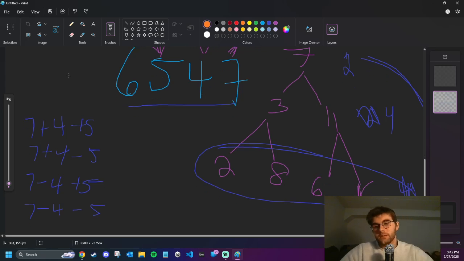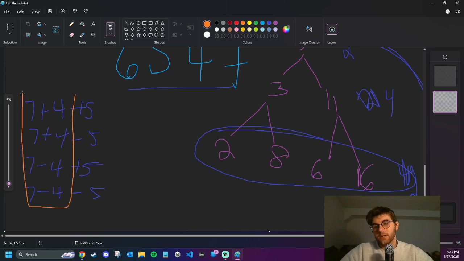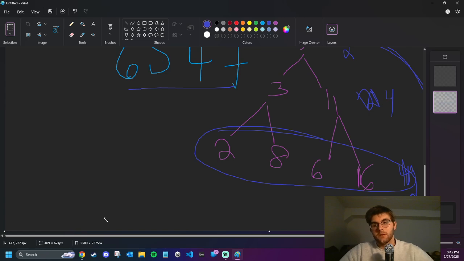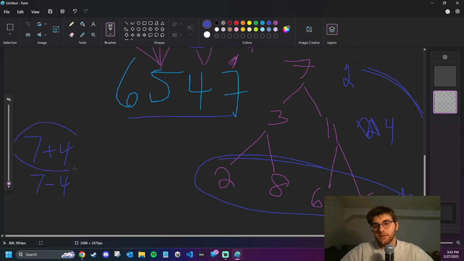Well, maybe we can simplify 7 plus 4 and 7 minus 4. So now this is either 11 or 3. This is pretty much exactly what I was doing. And then, yeah, it's the same exact thing.